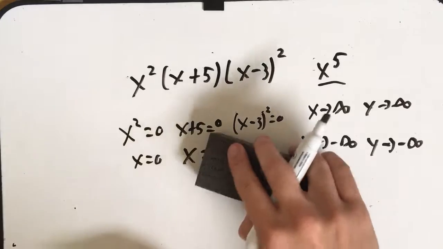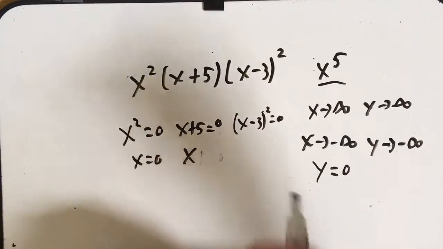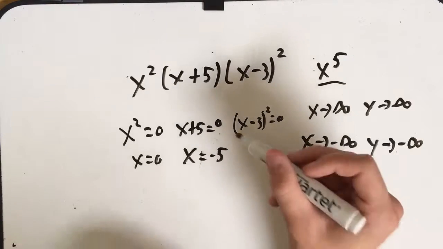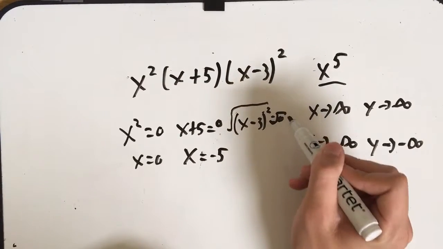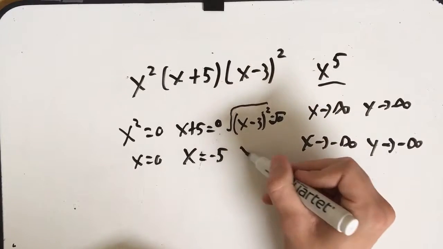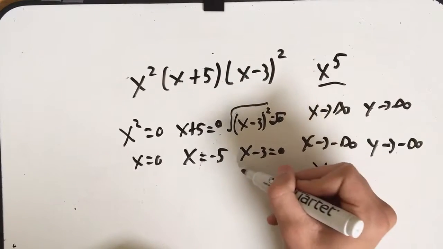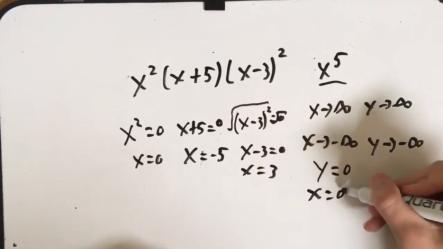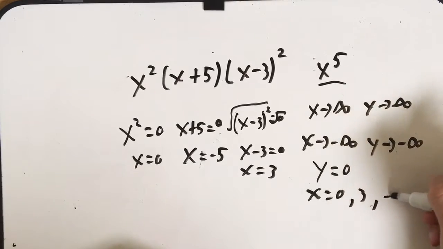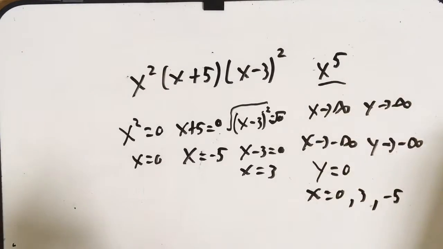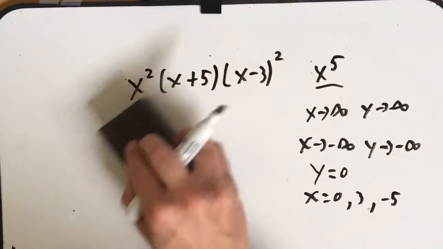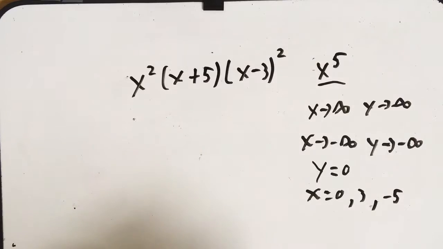Let's make that a little clearer. It's equal to -5. And then basically what you could do is you square root it. Since that's equal to 0, then you have x minus 3 equals 0, x equals 3. So then your x-intercepts are 0, 3, and -5, or -5, 0, 3. It doesn't really matter what order you put them in, because you're going to graph them. So there we go.